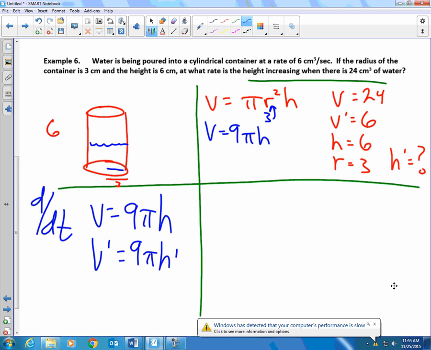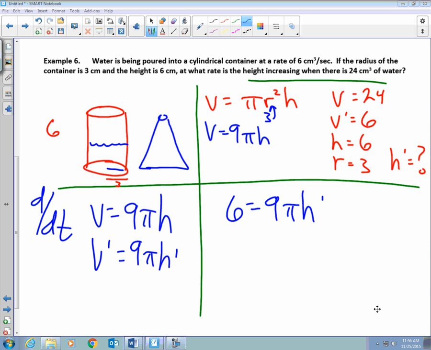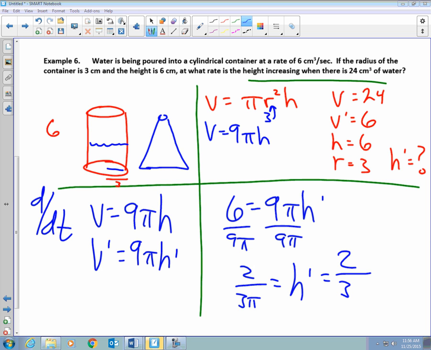Does that make sense? If the shape was like a beaker, that would totally be different, wouldn't it? Yeah, like a cone problem. So V prime is equal to 6, which is equal to 9 pi h prime. And so we're going to divide both sides by 9 pi. And we have 2 over 3 pi is equal to h prime. So 2 over 3 pi, and what is our label? Centimeters per second.